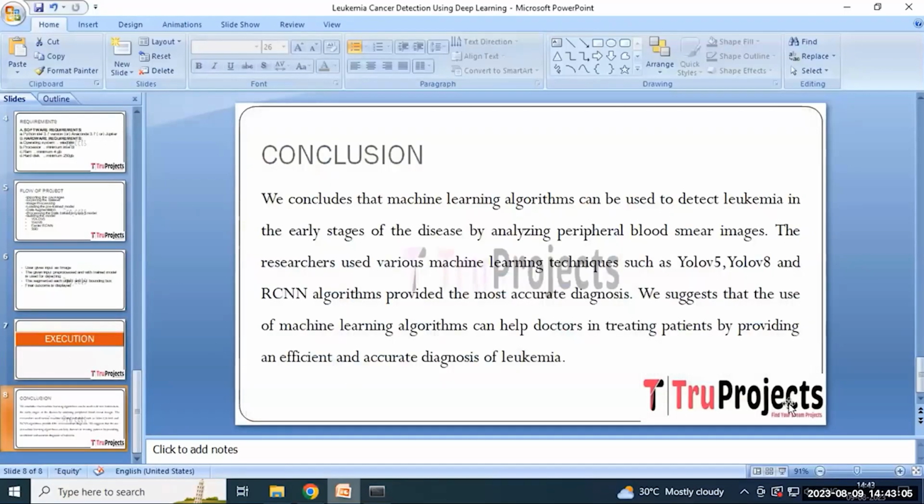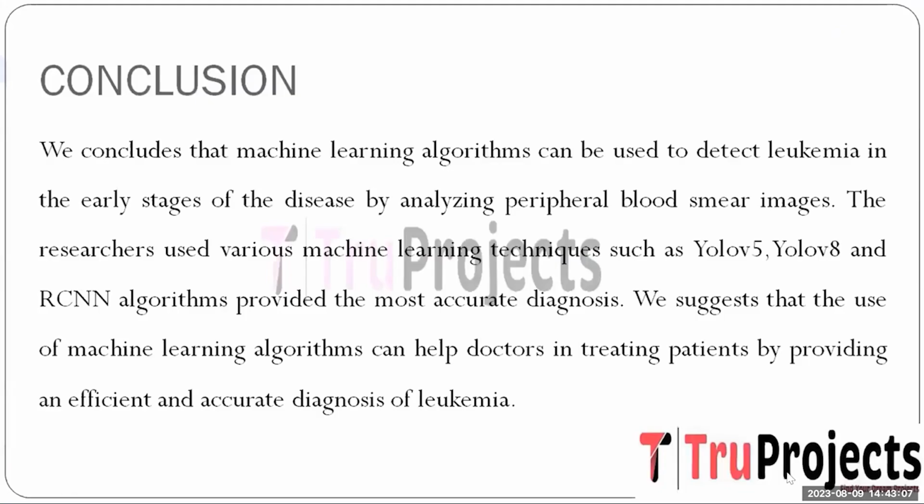And in conclusion, machine learning algorithms can be used to detect leukemia at the early stage of the disease by analyzing peripheral blood smear images. Researchers used various machine learning techniques such as YOLO V5, V8 and the RCNN algorithms, which provided the most accurate diagnosis. We suggest that this use of machine learning and deep learning algorithms can help doctors in treating patients by providing an efficient and accurate diagnosis of leukemia.